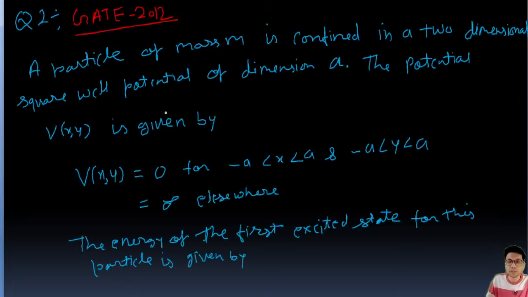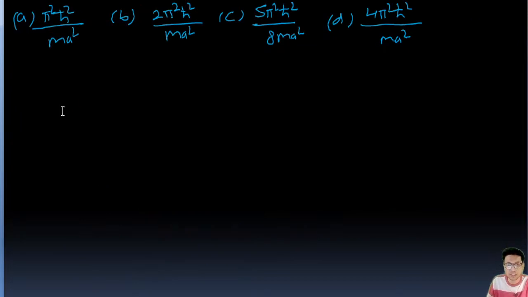Very simple question. So we have been given a particle of mass m confined in a two-dimensional square well potential of dimension A. The potential V(x,y) is equal to 0 if x and y are between minus a to a, and infinite otherwise. The energy of the first excited state of this particle is what we need to find out.